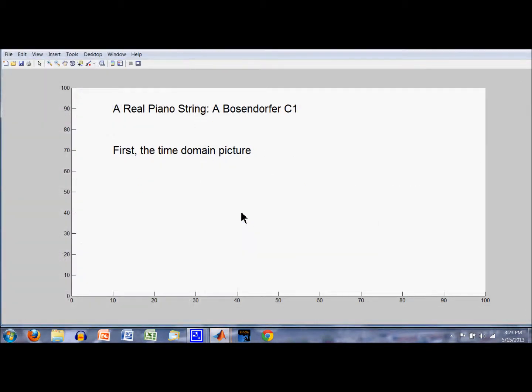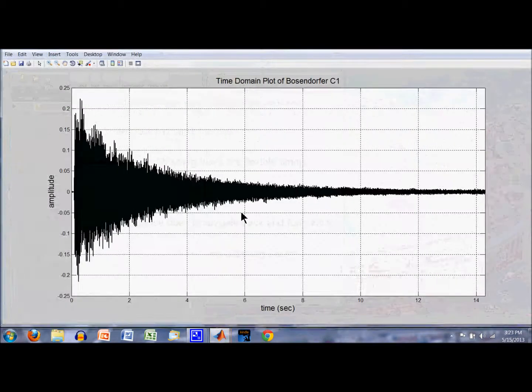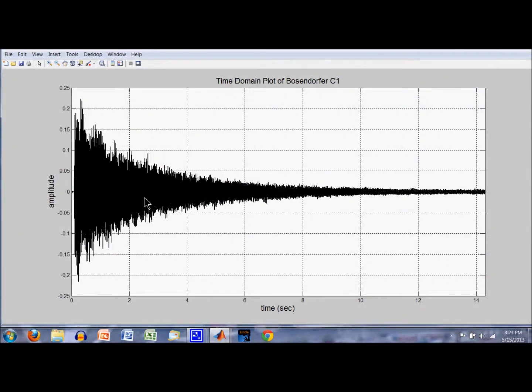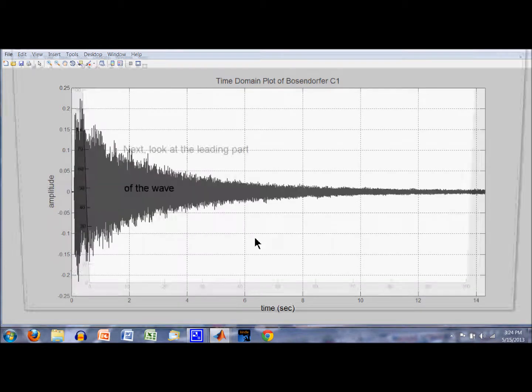Now let's take a look at a real piano string, Bösendorfer C1. First the time domain picture. Okay, there we get a picture of the wave. It's taking about 14 seconds to die away. Here's the amplitude versus the time. There's the sound, part of it anyway.